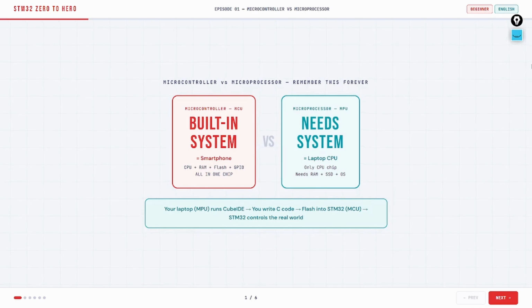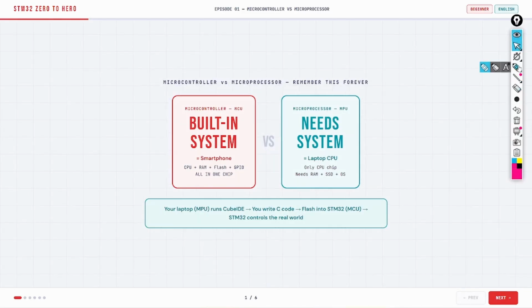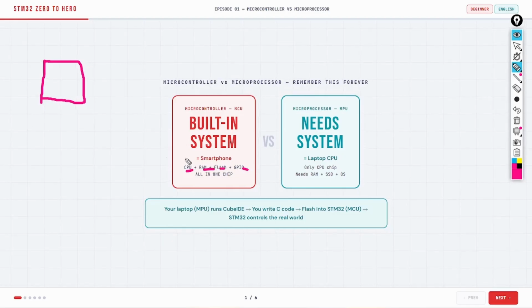Okay, so quickly let us discuss what is a microcontroller and what is a microprocessor. You have to remember a microcontroller is like a built-in system where everything is within a single chip. You can consider a microcontroller as a small chip, right? If you have seen this chip, it's of this type of shape. In the microcontroller you have CPU, RAM, flash, GPIO, all within the chip. Everything is within this chip.